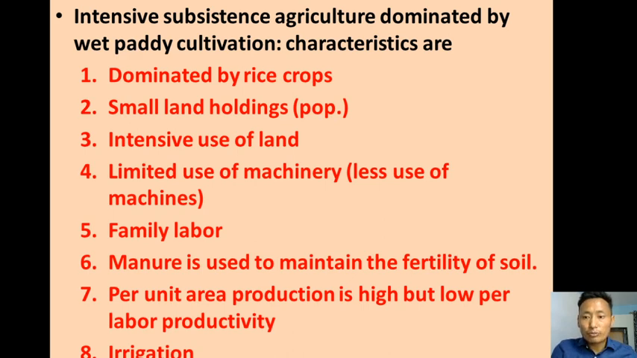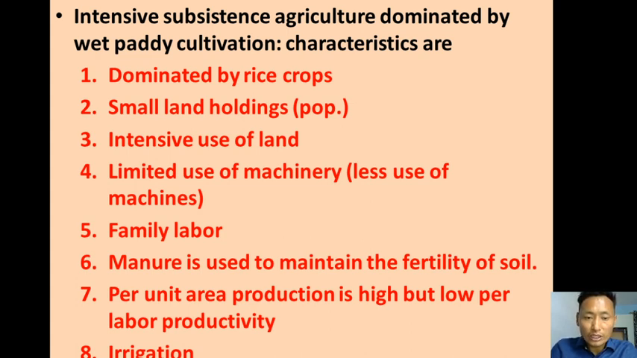But if we talk about per labor production, this type of agriculture system is mostly done with family labor. So if we divide by labor head, it is very, very low, because most of the agricultural activities are done by family laborers, not by machines. Because of that, per labor productivity is very, very low, because mostly they are not using machines.